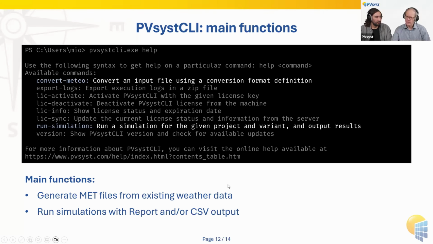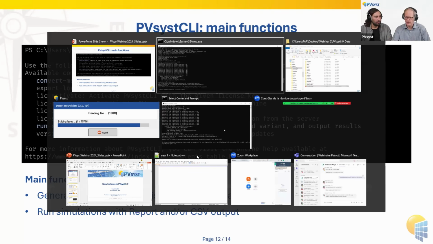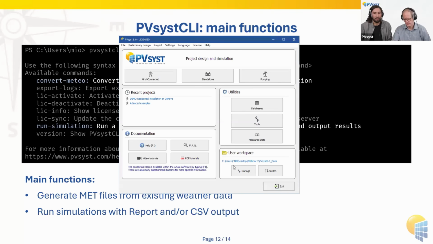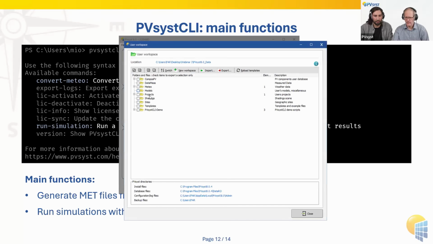And also there, to give you some use cases and some examples, we distribute with PVsyst real examples that you can just look up, try out, and I will just show you one of these examples right now. So coming back to PVsyst, if you go into the workspace manager of PVsyst here, manage, you see that there is a PVsystCLI demo folder in your workspace, which contains different examples for Windows batch files, Python and R, but which by default is empty.